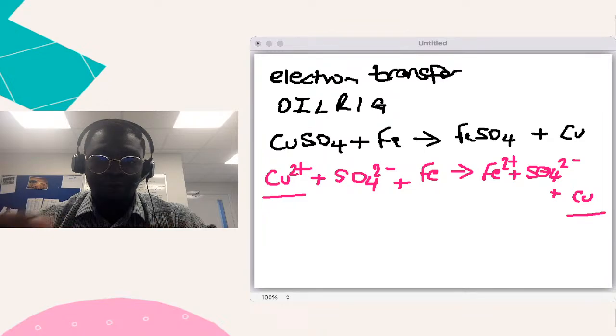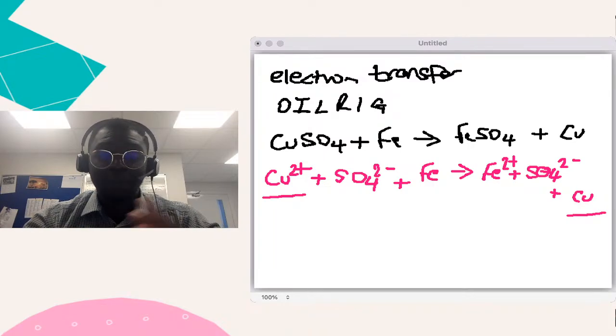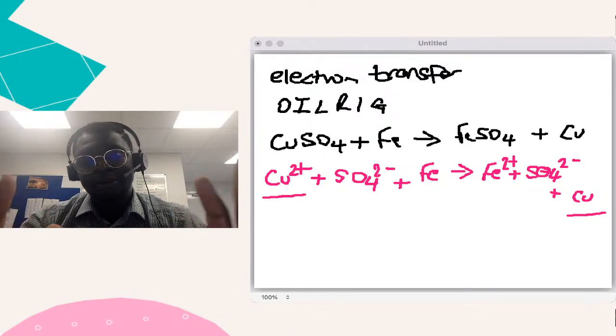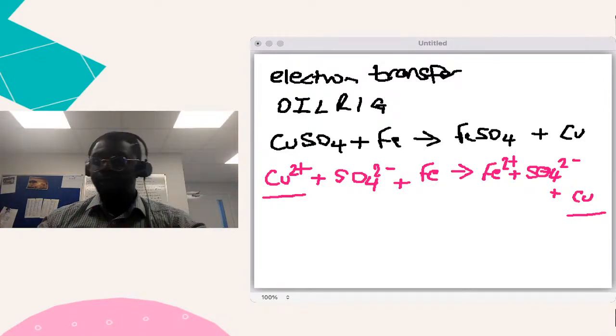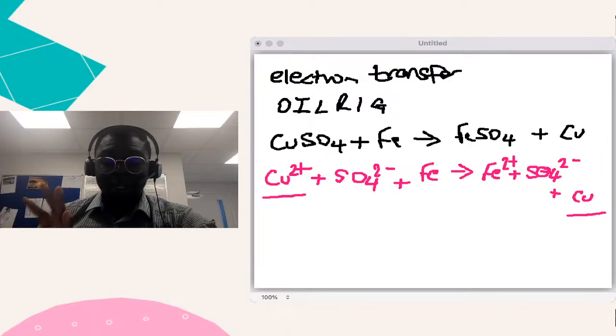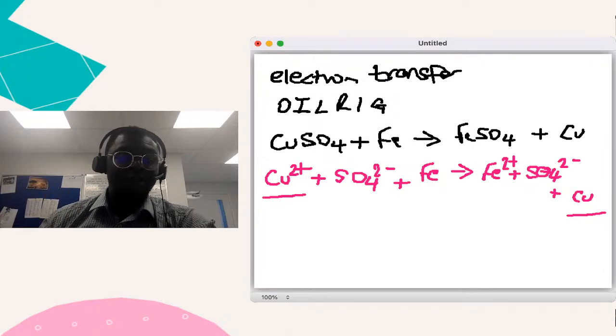Okay? Just focus on the electrons and ask yourself, am I gaining electrons or am I losing electrons? Am I becoming more negative or am I becoming less negative? If you think about it from that perspective, it gets a little bit easier. So, we've written out this ionic equation, right? We've split everything up into its constituent ions.